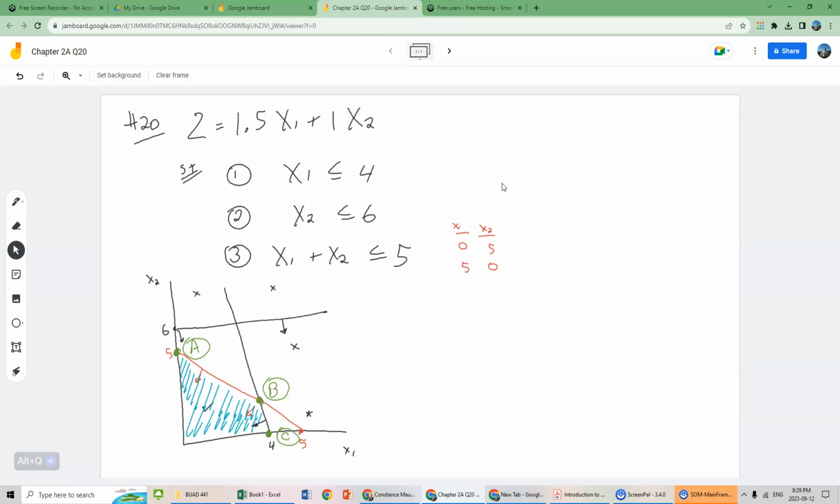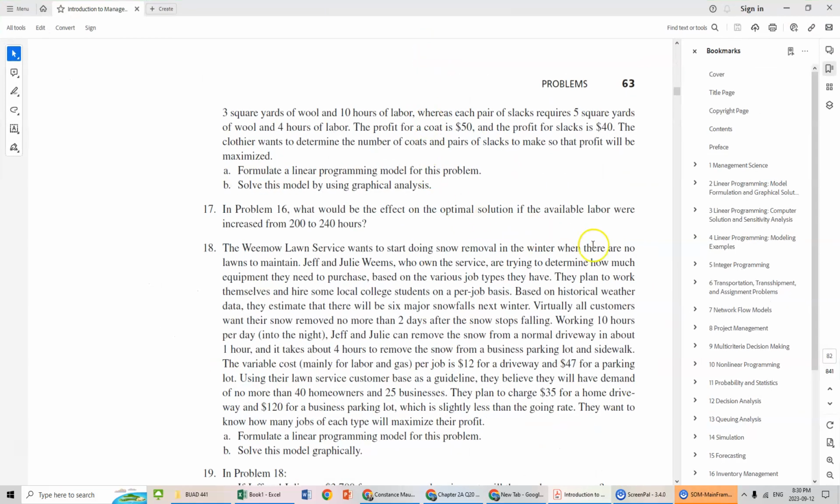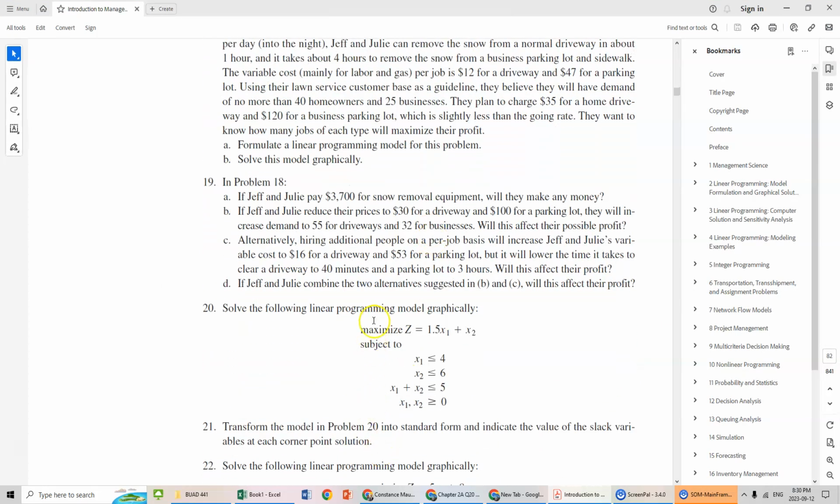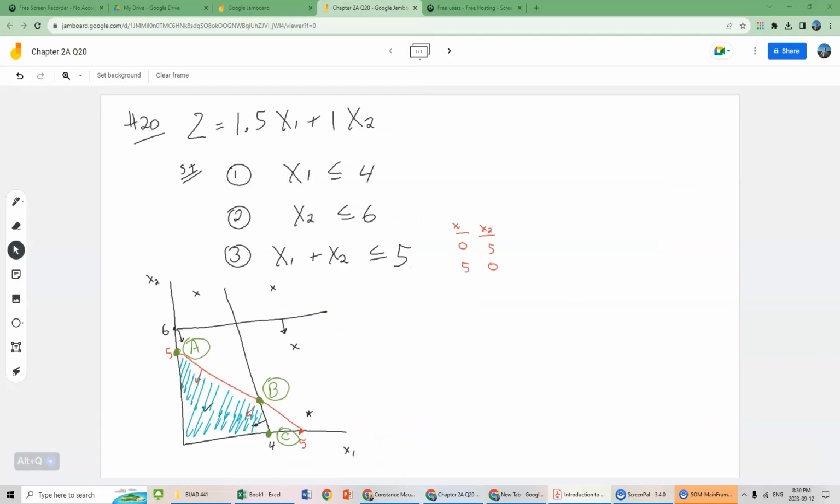In this video we're going to go over question 20 from chapter 2. Let's go into question 20. Here is the question. Solve the following linear program model graphically. We have the objective function, its maximization. We have 3 constraints, and then the non-negativity constraint as well. So this is a question right from our book.